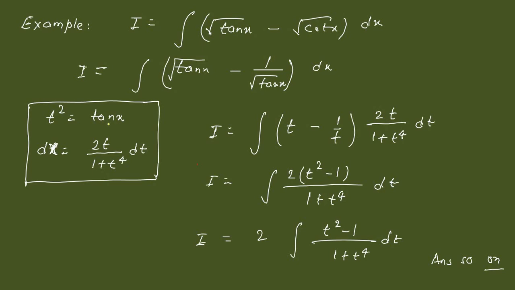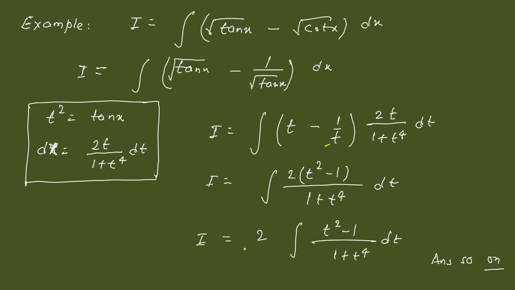So t square was written as tan x, you know, because we don't want this square root, and dx was actually evaluated in the previous example, so that will be the same in this one. So this will be 2t by 1 plus t to the power 4 dt. So let us try to replace this. So root tan x should be t now, and 1 over root tan x should be 1 by t, and of course dx will be 2t over 1 plus t to the power 4 dt. So after simplifying this, we will get t square minus 1 by t, so this t and this t will get cancelled, and we will have 2 times t square minus 1 by 1 plus t to the power 4.